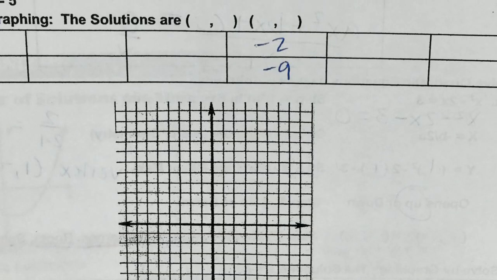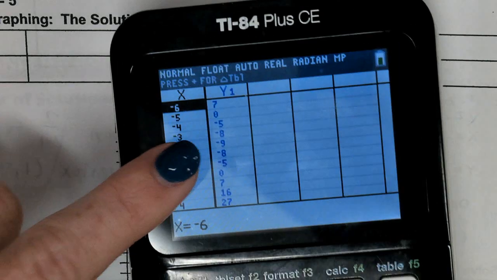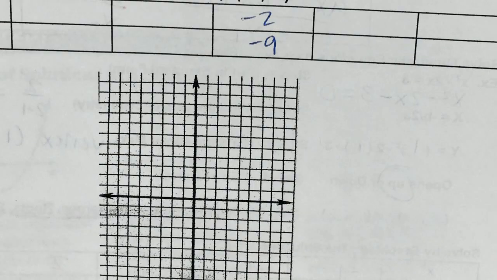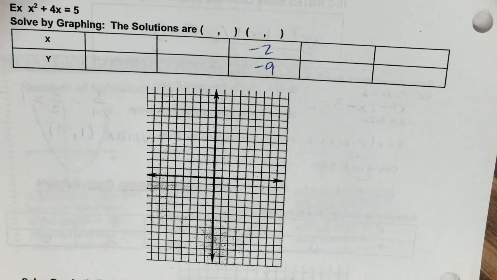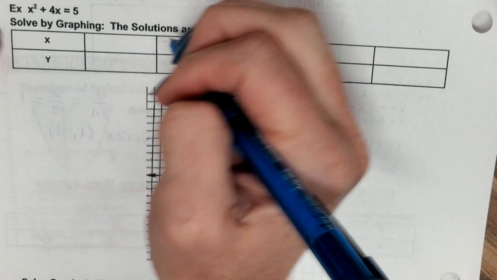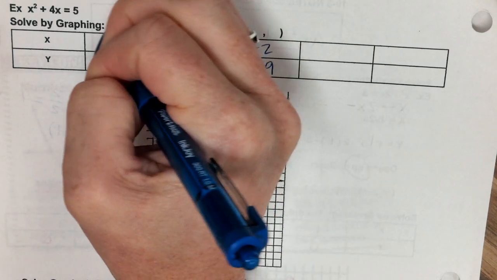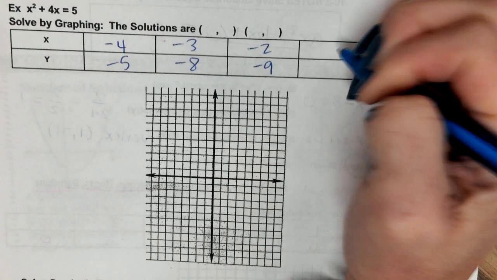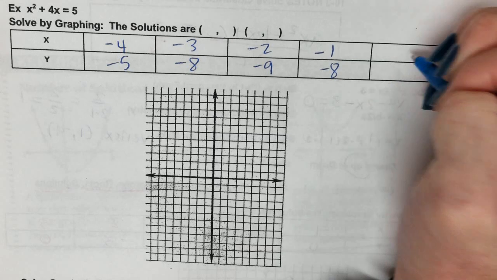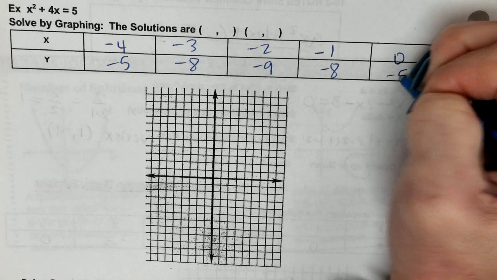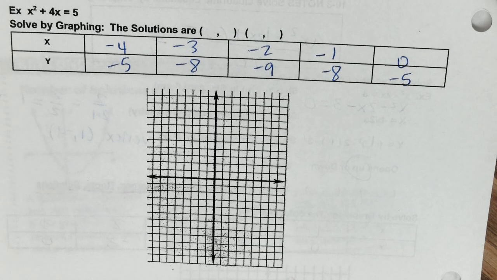Now, if I couldn't find that using this table, I would use my axis of symmetry formula and then solve for the y so that I could put that as my vertex. All right, so now I'm going to write that -3 goes with -8, and -4 goes with -5. -1 goes with -8, and 0 goes with -5. Bless you. I'm going to go graph it.